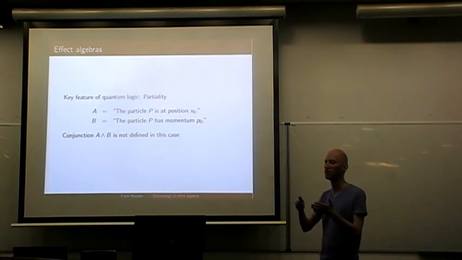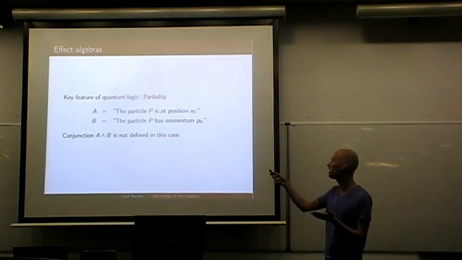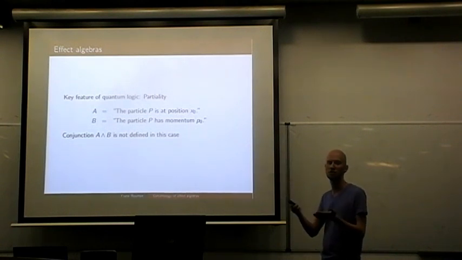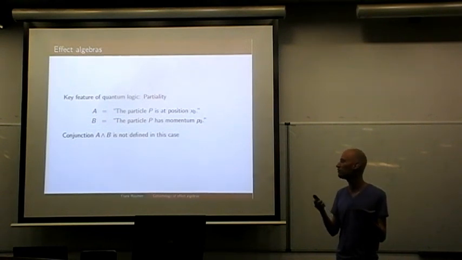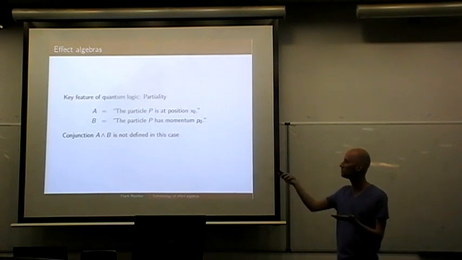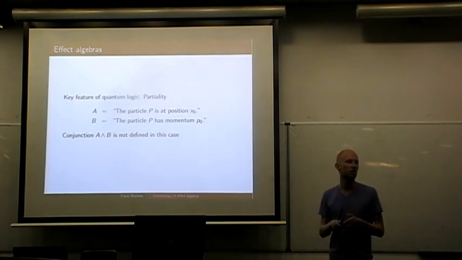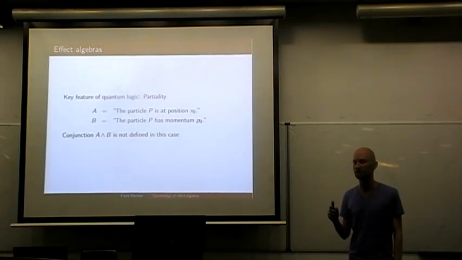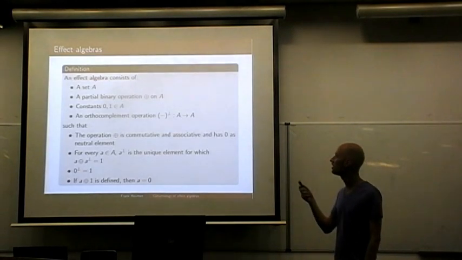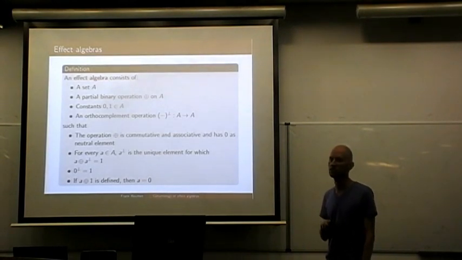We have two properties like this. So we have a particle P, and we can make two statements: the particle is at a certain position, and it has a certain momentum. If we look at the conjunction of these two statements, we could say that this conjunction is not defined, because we cannot measure these two statements simultaneously. That's why we want the conjunction in our logic to be partial, unlike what we would have for Boolean algebras. And effect algebras are defined using such a partial operation.